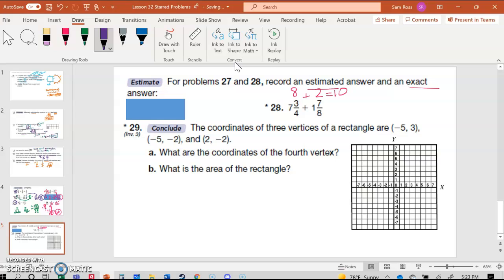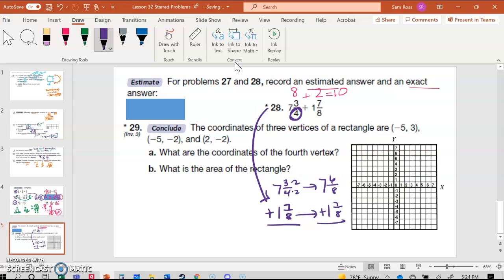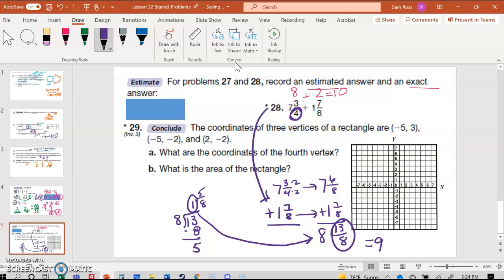If I'm going to do this problem, I need for this to be an 8 because we need common denominators. So let me bring this down here. 7 3/4 plus 1 7/8. I'm going to multiply this by 2 and this by 2, so I get 7 6/8. This is just going to come over with no change. 6 plus 7 is 13. 7 plus 1 is 8. Now I have to deal with this here. So 8 goes into 13 once with 5 left over. And then what I'm going to have to do is this 1 is going to bump this 8 up to 9, and then we just keep the 5/8 on the end.